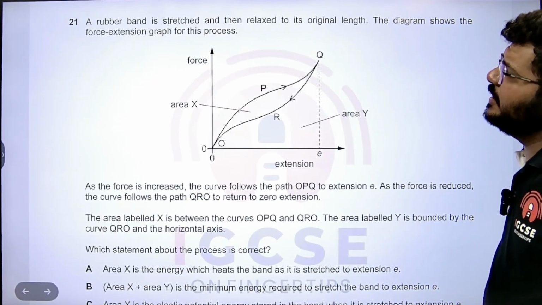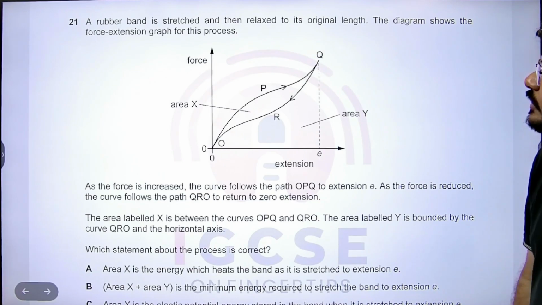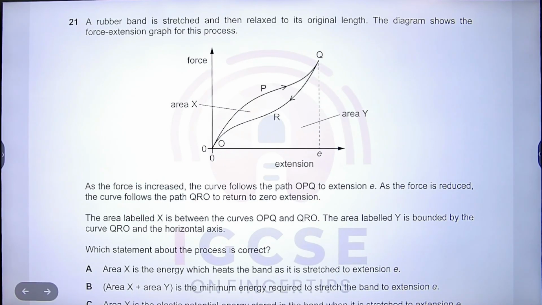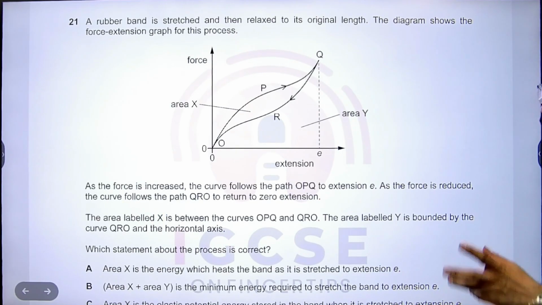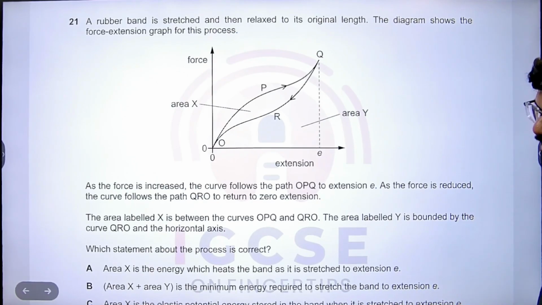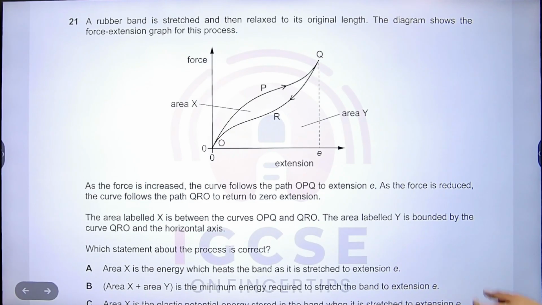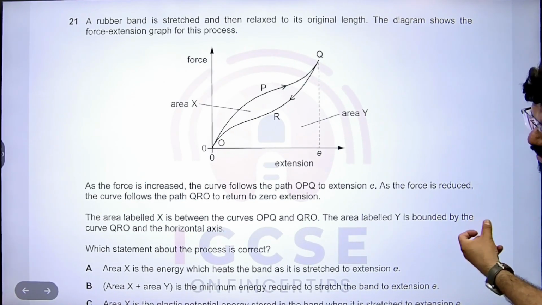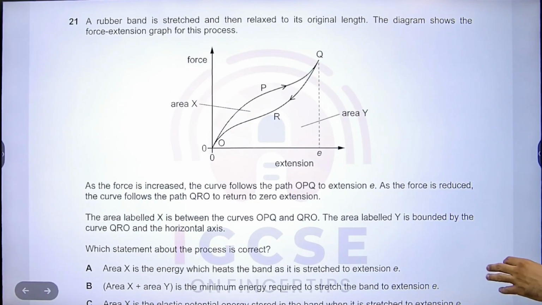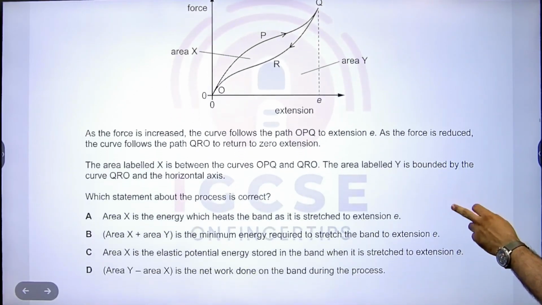Rubber band is stretched and then relaxed to its original length. The diagram shows the force extension graph for this process. As the force increases, the curve follows the path OPQ to extension E. As the force is reduced, the curve follows the path QRO to return to zero extension. The area labeled X is between the curves. The area labeled Y is bounded by the curve and the horizontal axis. Which statement about this process is correct?